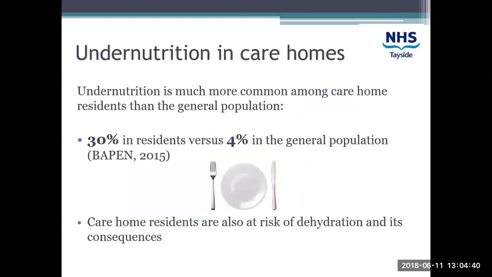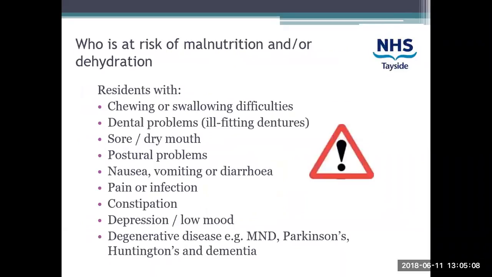So undernutrition is much more common among care home residents than the general population. Just a few facts there from BAPEN, the figures from 2015. Around 30% of residents within care homes were malnourished, compared to around 4% in the general population. So quite a big difference. Care home residents are also at risk of dehydration and the consequences of that. So looking to see who is at risk of malnutrition and dehydration.